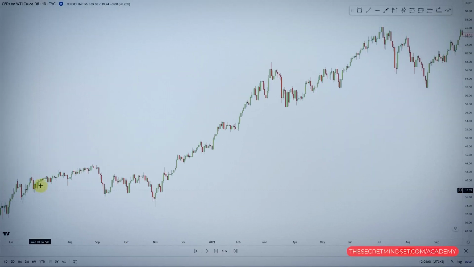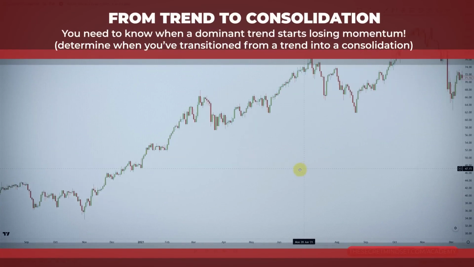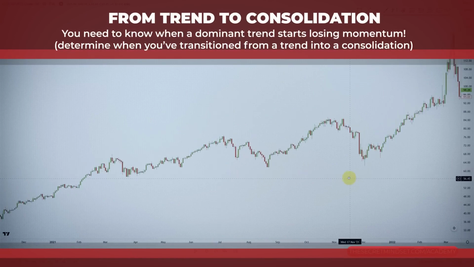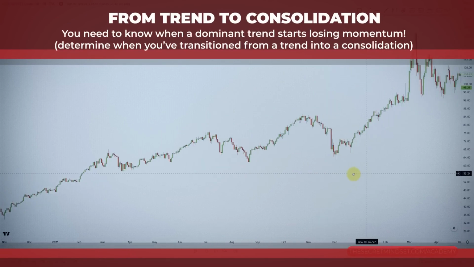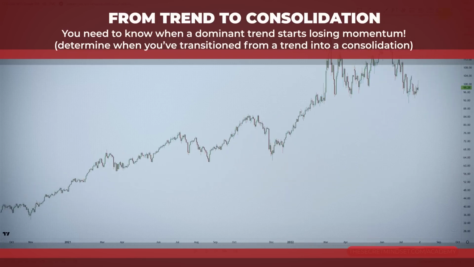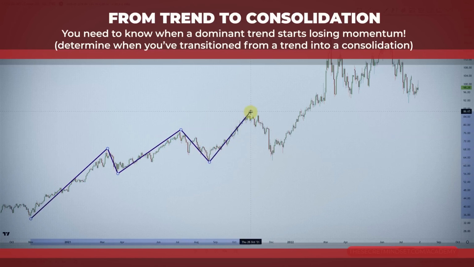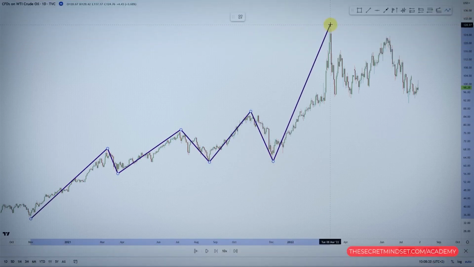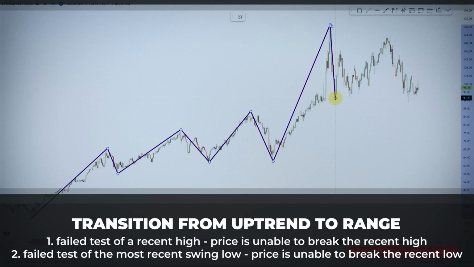Markets don't always trend, and you will come to the point in the market structure where the dominant trend starts losing momentum. While you are in an uptrend, reading the market structure is straightforward, but you must determine when you've transitioned from a trend into a consolidation. Here's my method. Let's consider an uptrend transitioning into consolidation.